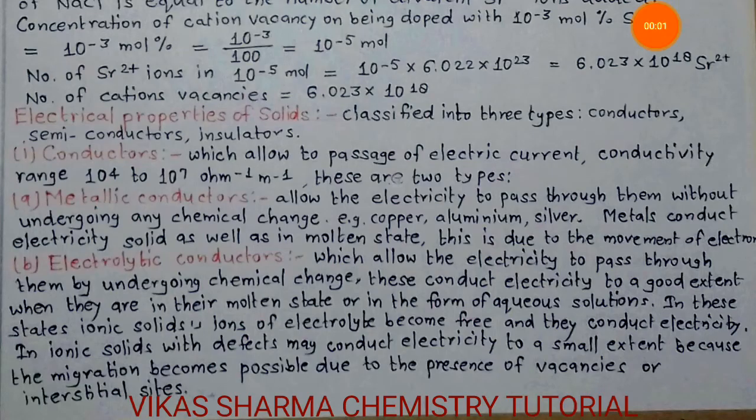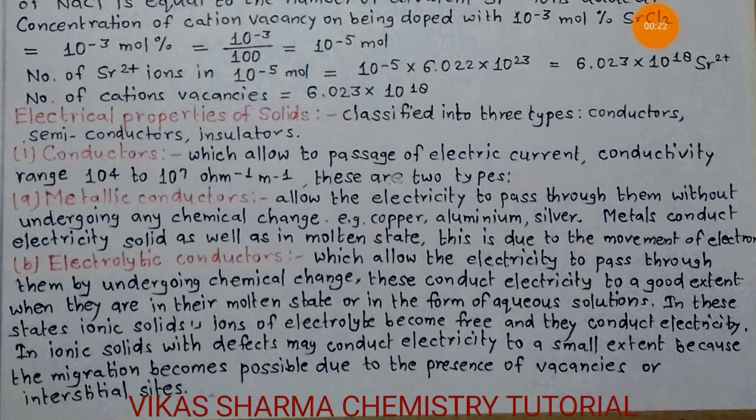Dear student, today's topic is electrical properties of solids. Solids are classified into three types: conductor, semiconductor and insulator. First one, conductors, which allow the passage of electric current. Conductivity ranges from 10 to the power 4 to 10 to the power 7 ohm per meter.